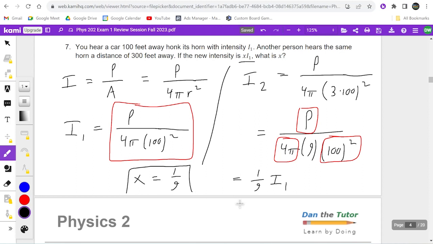Any questions on number 7? Okay, great. It either means I'm doing a really good job explaining or you people are shy. Either way, I don't care. Less questions for me to answer.